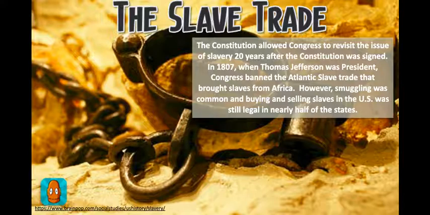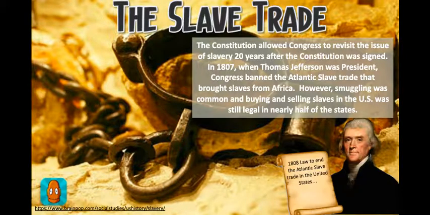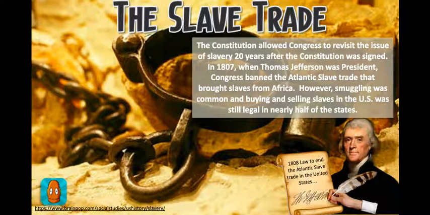The Constitution allowed Congress to revisit the issue of slavery 20 years after the Constitution was signed. In 1807, when Thomas Jefferson was president, Congress banned the Atlantic slave trade that brought slaves from Africa. However, smuggling was common and buying and selling slaves in the U.S. was still legal in nearly half the states.